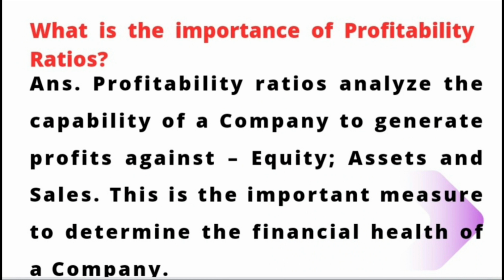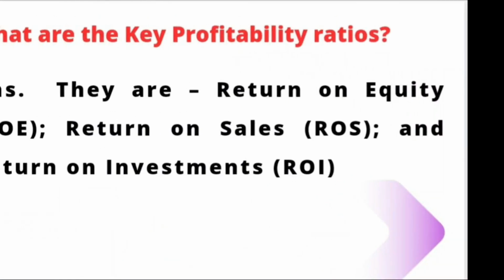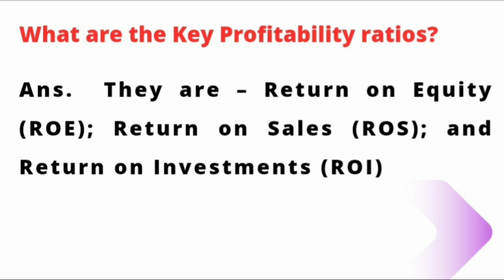What is the importance of profitability ratios? Profitability ratios analyze the capability of a company to generate profits against equity, assets, and sales. This is the important measure to determine the financial health of a company. The next question. What are the key profitability ratios? Key profitability ratios are return on equity, return on sales, and return on investment. Return on equity and return on investment are most important one in deciding profitability of a company.